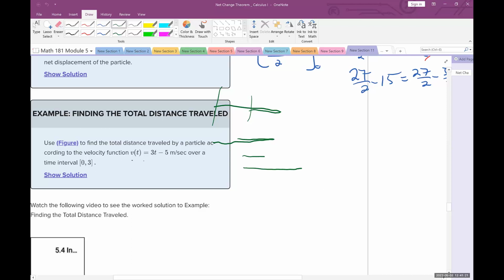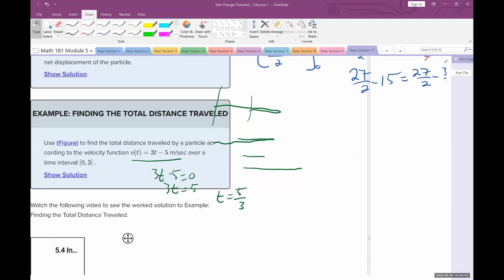So in this case, we account for the stuff that's below the curve. So if we look at this 3t minus 5 and set it equal to 0, we have 3t equals 5, or t equals 5/3. 5/3 is where this graph crosses the x-axis. So I'll draw a picture of it, to find the total distance traveled by a particle according to the velocity function v of t equals 3t minus 5 meters per second over the time interval.